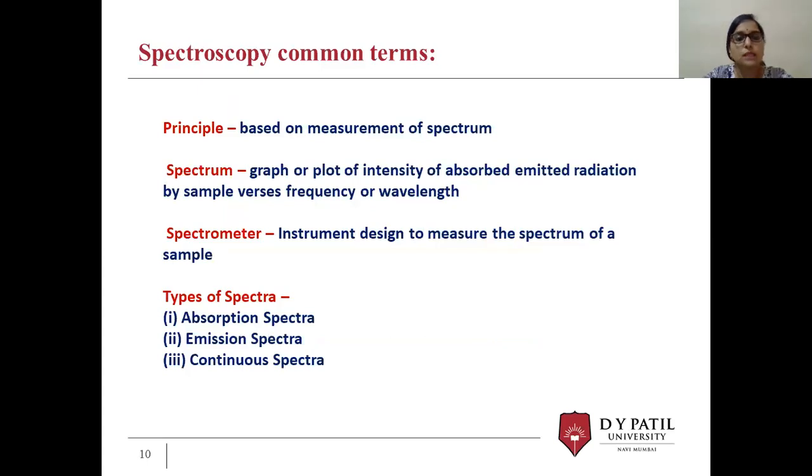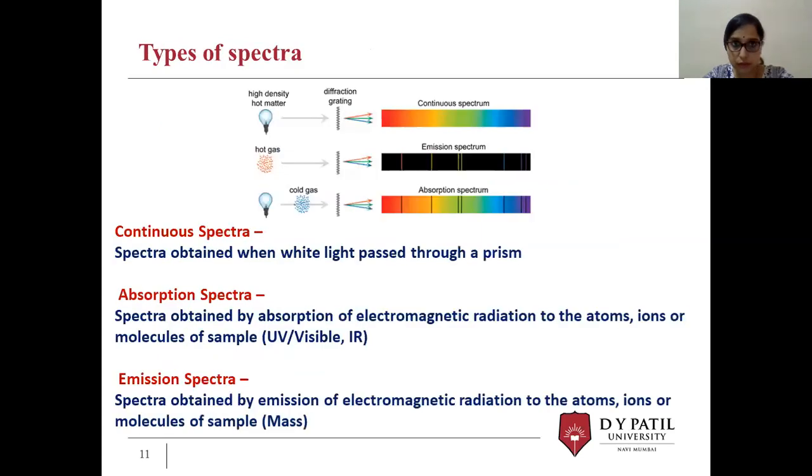Okay, now what are the common terms in spectroscopy? Principle means something which is based on the measurement of a spectrum. What is a spectrum? A graph or plot of the intensity of radiation absorbed or emitted by a sample versus frequency or wavelength. Now, what is the instrument known as? The instrument is a spectrometer, designed to measure the spectrum of a particular sample using this particular kind of radiation. Now, what are the types of spectra that we can obtain? There are three kinds: absorption, emission, or continuous.